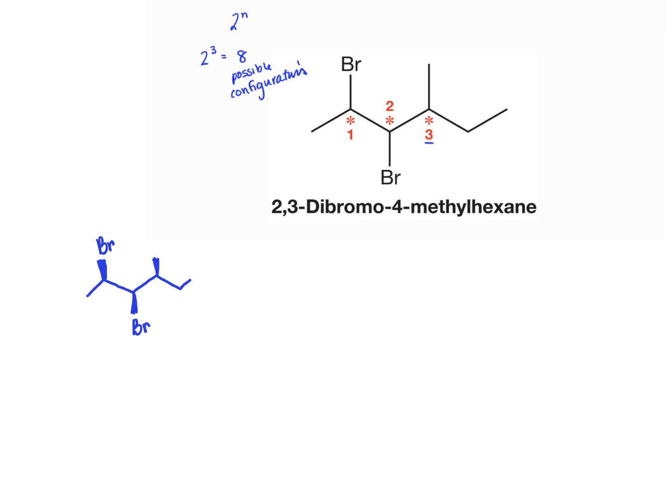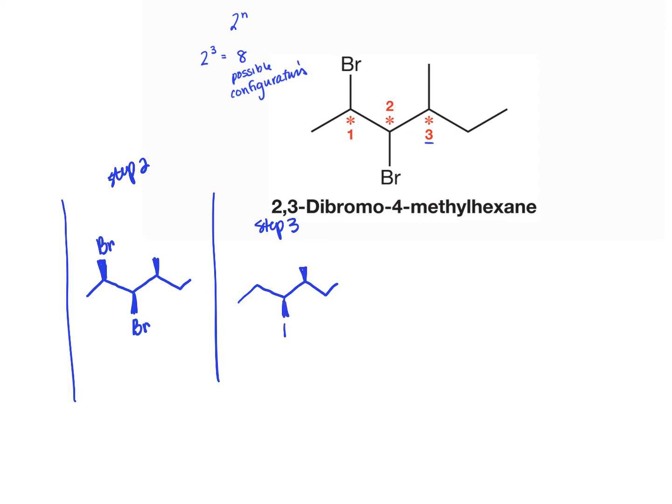Now, I'm going to go to step 3, and I'm basically only going to reverse one of the configurations. So that was step 2, right? Here is going to be step 3. And so at step 3, I'm just going to reverse one of these. So I'm going to leave this one here as Br, and I'm going to come in here and just reverse one. And that is a diastereomer, right?